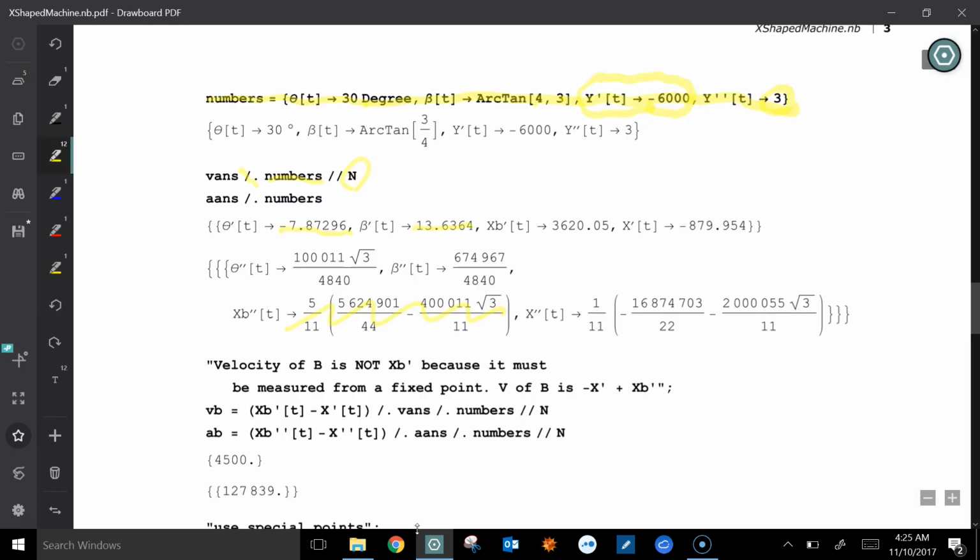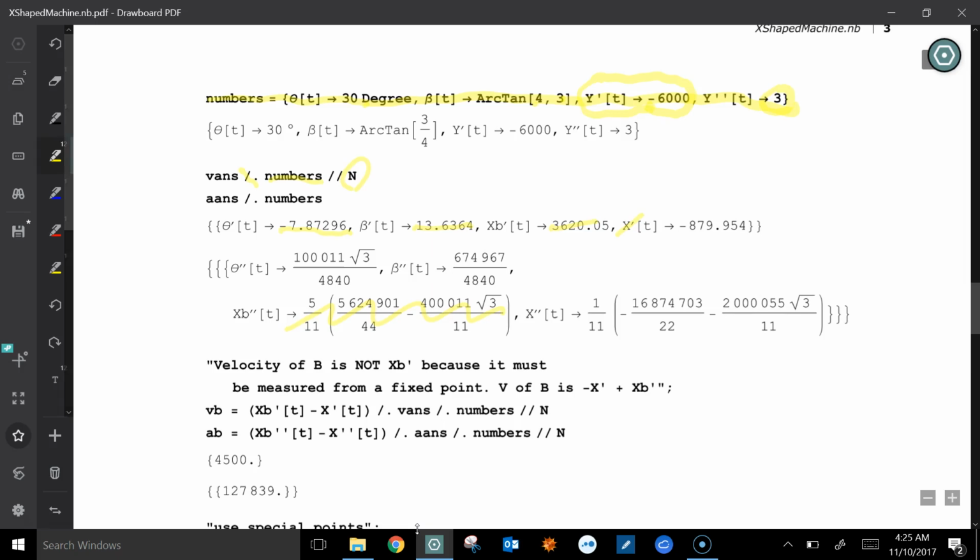So those are the answers there. X tick is positive, so XB tick, XB is moving. Well, the distance between C and B is getting larger. The distance X tick, that's the distance from that center line, let me show you.